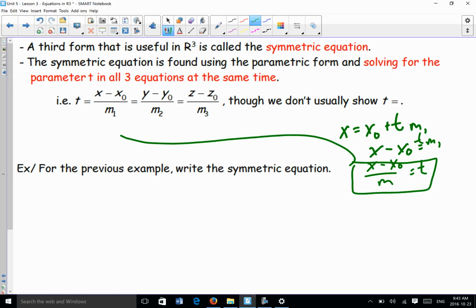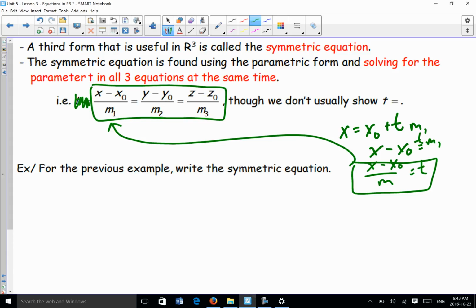And that's all we've done here. And we could do the exact same thing with y and the exact same thing with z, and all 3 of those equations have to be equal to each other because they all share the same parameter. And this is kind of handy for figuring out our points on the lines, our points on the vectors. Okay, when we do solve this symmetric equation, we just don't usually show the t equals at the beginning. We know it's there, we know that's what it means, but we usually show this part right here.